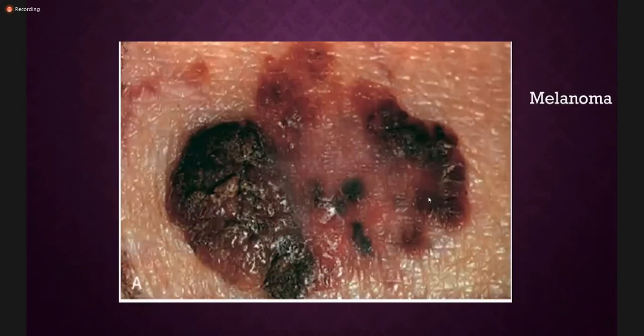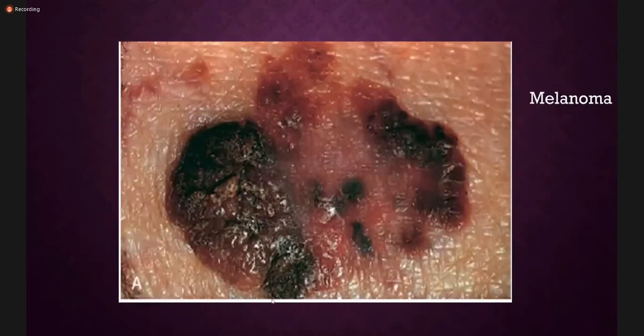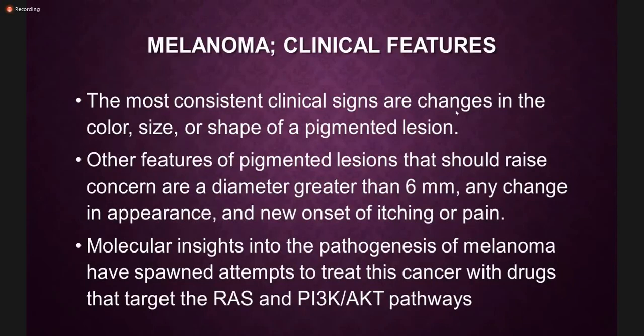So this is a melanoma. You can see it is asymmetrical. It has very irregular borders. It has variegated color, and the diameter or the evolution may be obtained from the patient. The most consistent clinical signs are changes in color, size, and shape of a pigmented lesion. Other features of pigmented lesions that should raise concern are a diameter greater than 6 mm, any change in appearance, or the new onset of itching or pain.